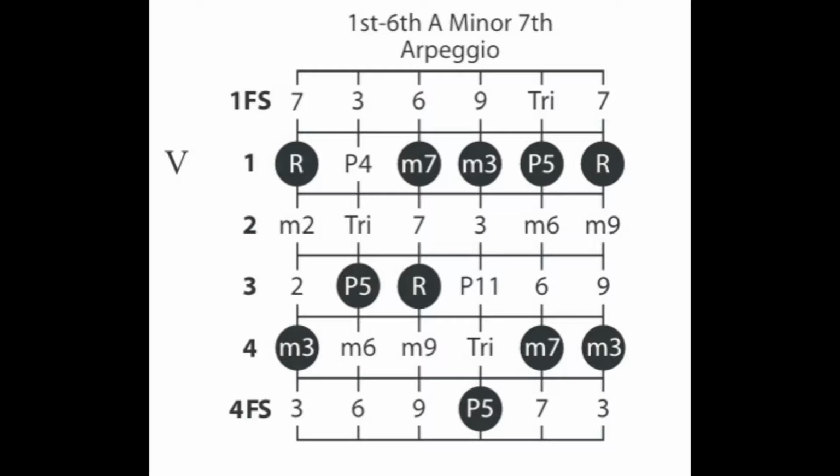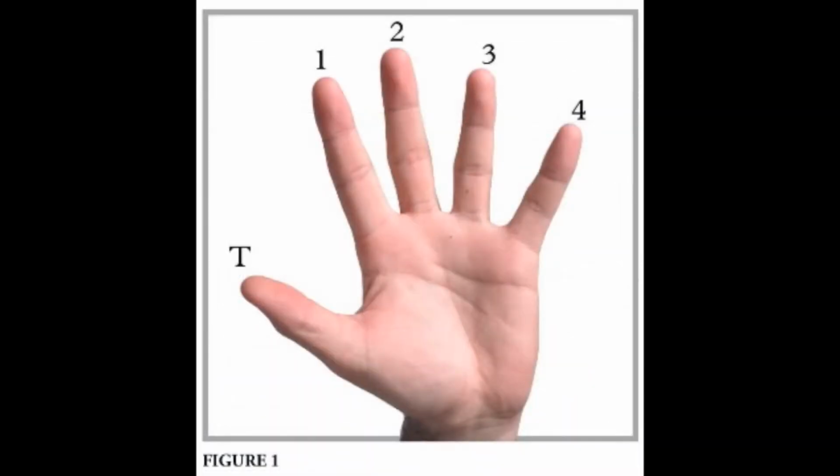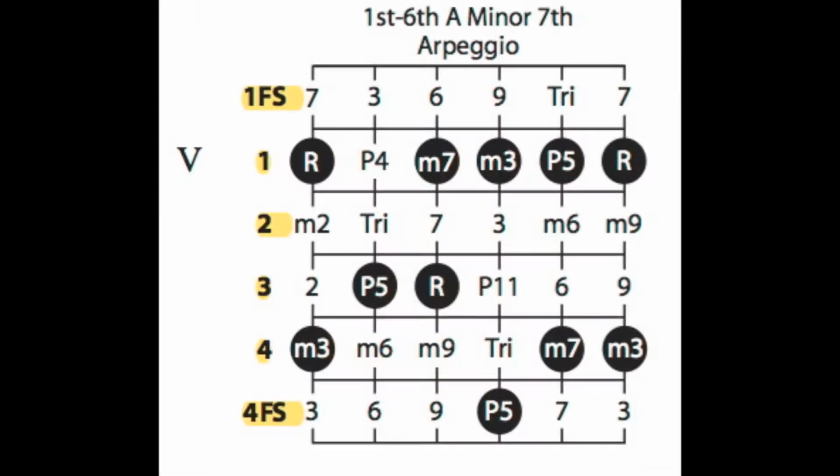The first thing you're going to do when learning any fingering is to learn the fingering with the finger numbers. And those you'll see to the right of the position marking, the Roman numeral 5, or to the left of string number 6. You'll see the 1 FS, and then 1, 2, 3, 4, and 4 FS. FS stands for finger stretch.